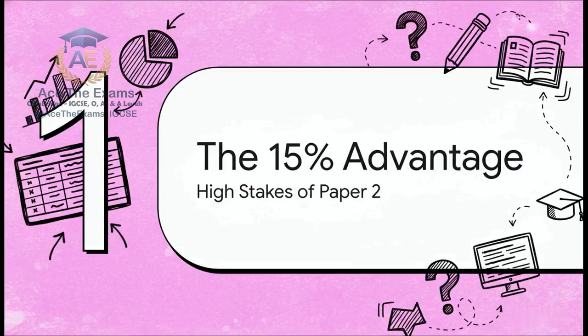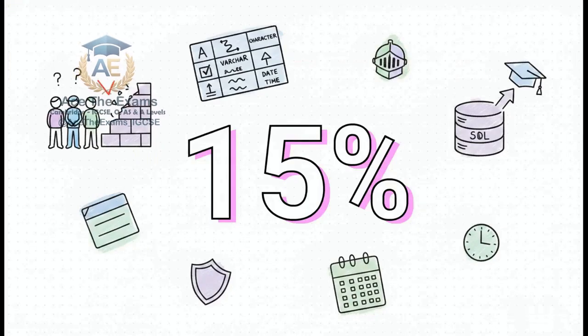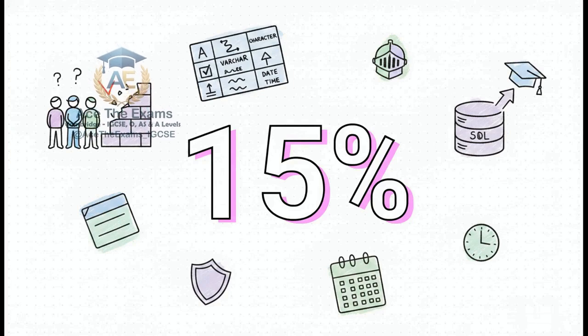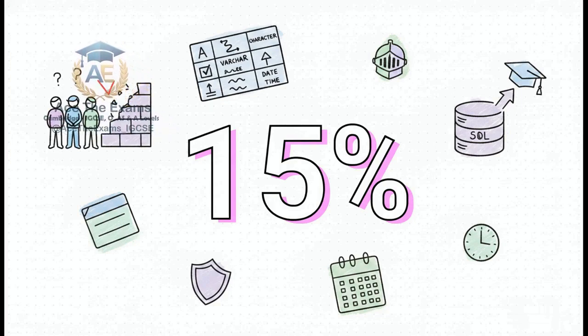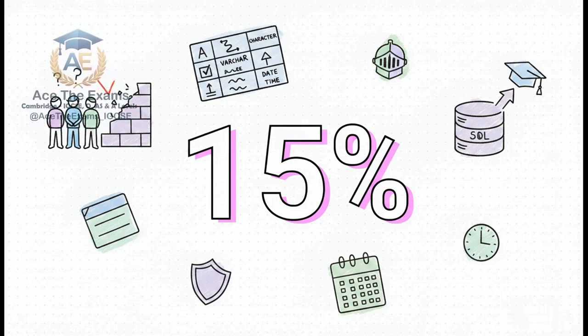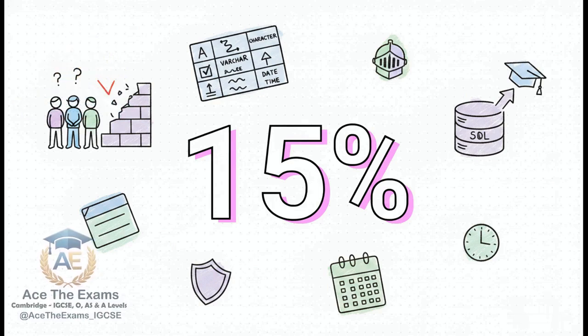Section 1. The 15% advantage and the high stakes of Paper 2. 15%. I really want that number to sink in for a second. Did you know that mastering SQL DDL, specifically the create table command, and correctly identifying data types like VARCHAR, BOOLEAN, and real accounts for roughly 15% of your total marks in Paper 2? That is a colossal advantage. It's literally like putting on heavy armor before you even step foot into the rest of the paper.